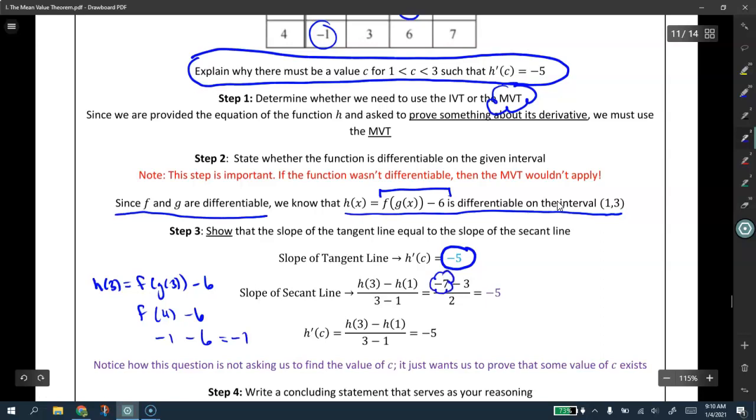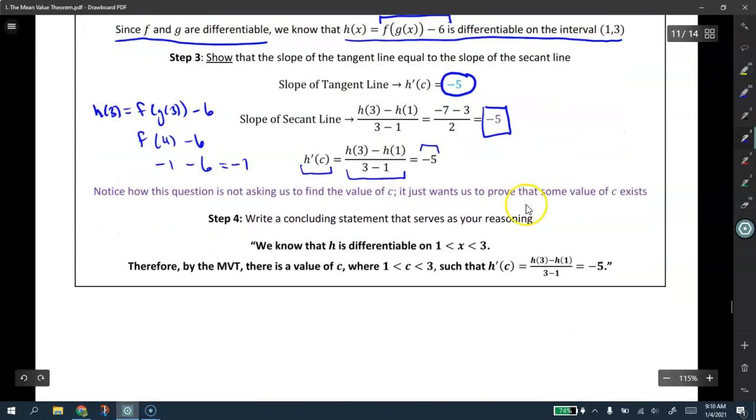And then using the same logic, we find h of 1, and h of 1 is going to give us a 3. So once we have those two pieces of information, we subtract them and divide by 2, and we end up with an answer of -5. And so what we're saying is the derivative, which is the slope of the tangent line, is equal to the average rate, which is the slope of the secant line, which is equal to -5.